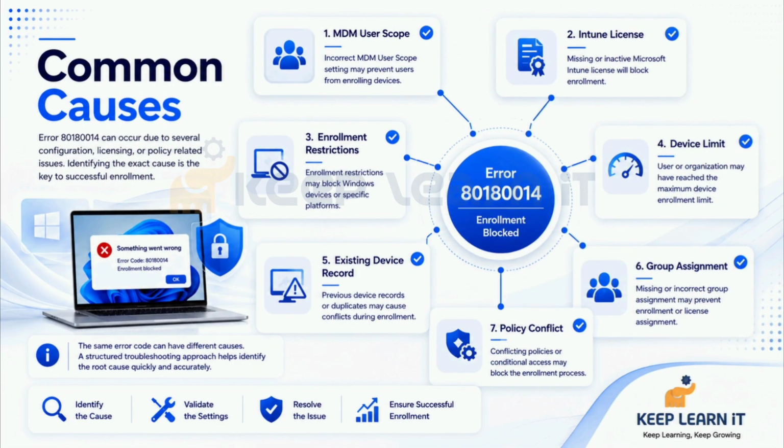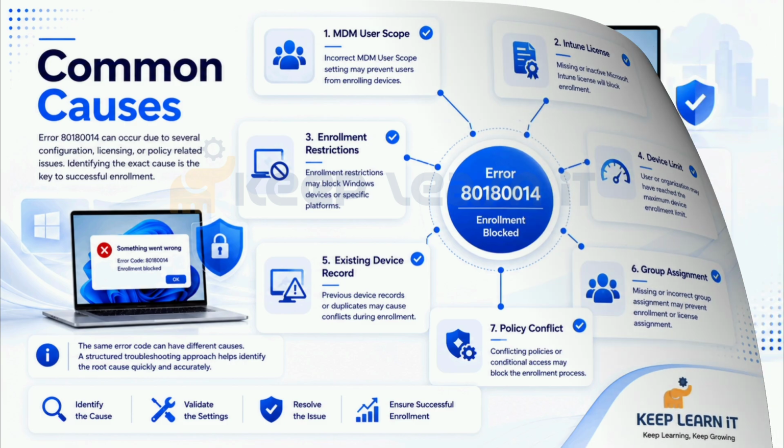Although the same error code appears on the screen, the underlying causes can vary. Some of the most common reasons include missing Microsoft Intune licenses, incorrect MDM User Scope configuration, enrollment restrictions blocking Windows devices, users reaching the maximum device enrollment limit, or existing device records causing conflicts. In the next modules, we'll examine each of these scenarios individually and learn how to identify and resolve them.